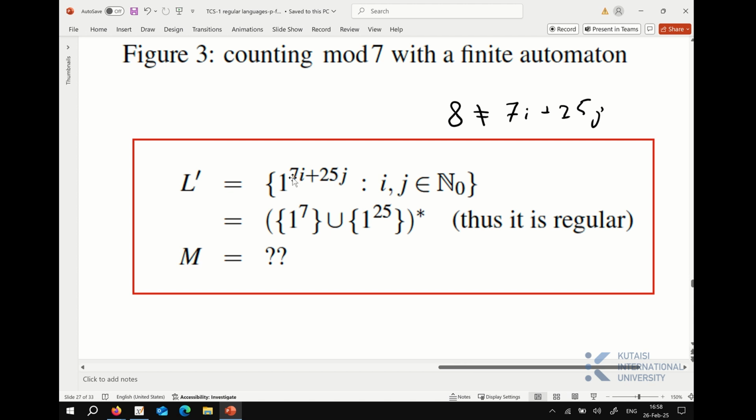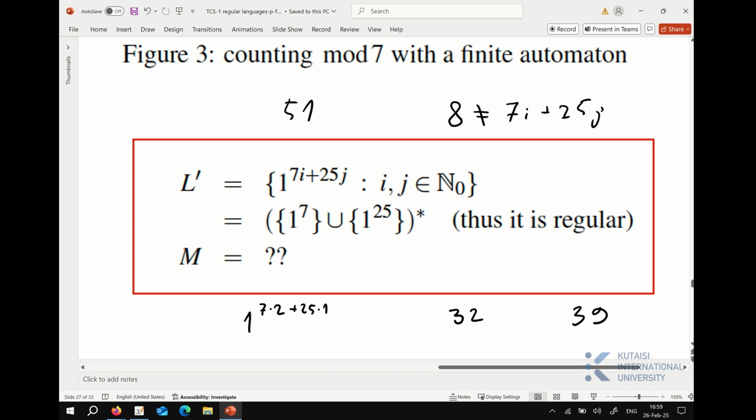So it doesn't contain 8 ones. It contains some of the ones and not others. Does this contain 51 ones? Or maybe 125 and then 7s. Okay, does it contain 32 ones? Does this contain 39 ones? It's 25 and 2 7s, right? So you can take 1 to the 7 times 2 plus 25 times 1. So it contains some ones and it doesn't contain the other ones.